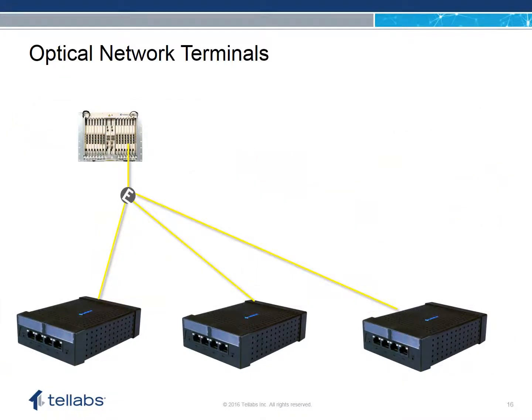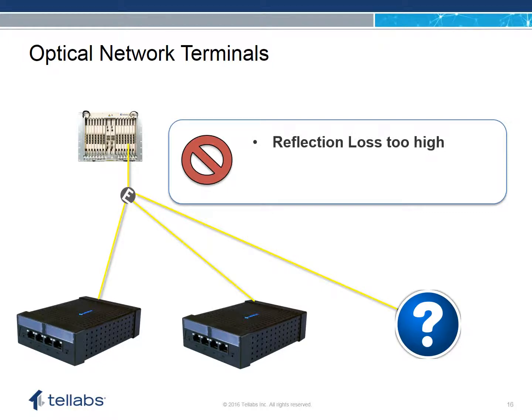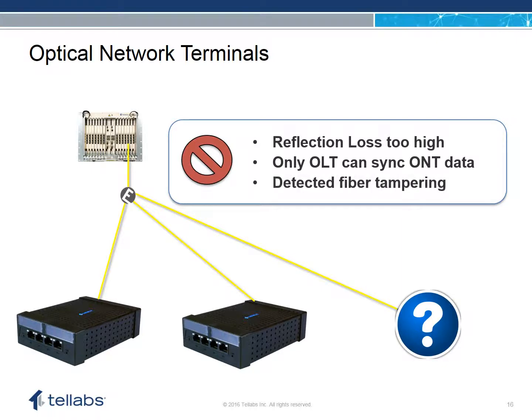A common question is, if the fiber is tapped at the ONTs, could meaningful data records and files be extracted? First, know that the reflection loss is too great to recover any ONT's upstream signal at another ONT. Second, only the OLT can sync upstream data from multiple ONTs because the upstream frame alignment is offset. This offset frame alignment means that an intermediate interception would not have the correct frame alignment synchronization. Therefore, no useful data could be gathered. Last, even if inline monitoring of a single ONT were attempted, once the fiber is accessed, the OLT would immediately detect the breach and alert the system to the fiber tampering.